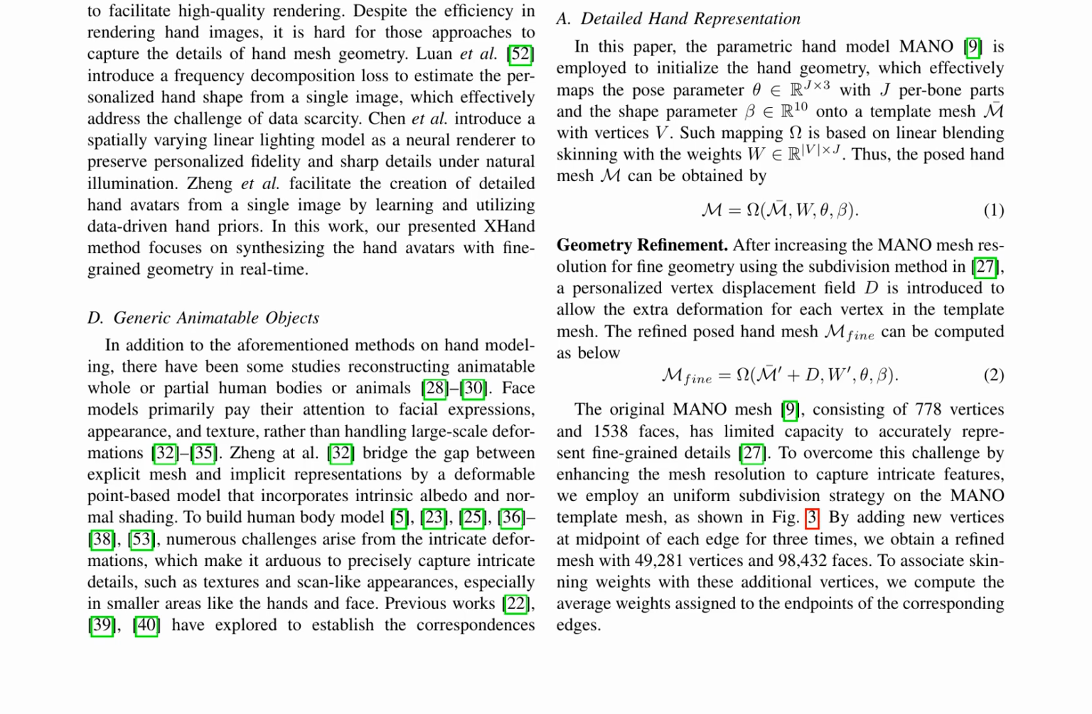The author's proposed method uses the parametric hand model MANO to initialize the hand geometry and maps the pose parameter theta and shape parameter beta onto a template mesh. They introduce a personalized vertex displacement field to allow for extra deformation for each vertex in the template mesh, resulting in a refined posed hand mesh M-fine. The paper concludes by discussing the subdivision strategy used to enhance the mesh resolution and capture intricate features.